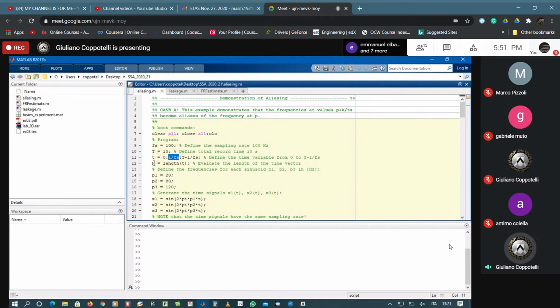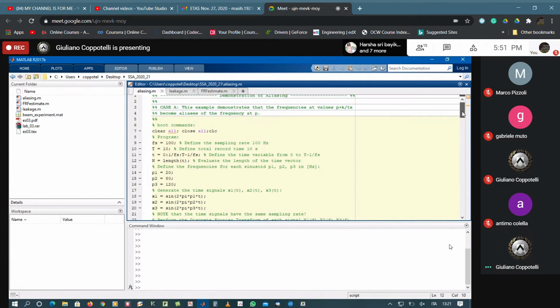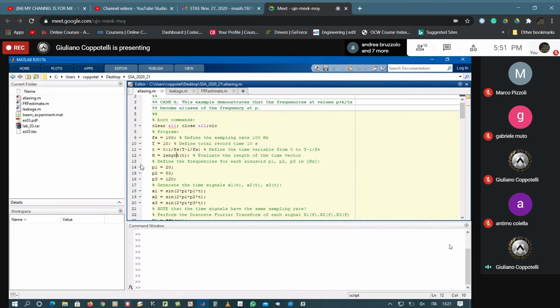And then because we need the dimension of this vector of time in which I know the signal, I'm just introducing this number capital N that refers to the number of sampling times that I have. Okay. Then, in order to introduce these three sinusoidal waves, I define here three variables, P1, P2, and P3, that are the three frequencies that I'm going to use, 20, 80, and 120 Hertz.